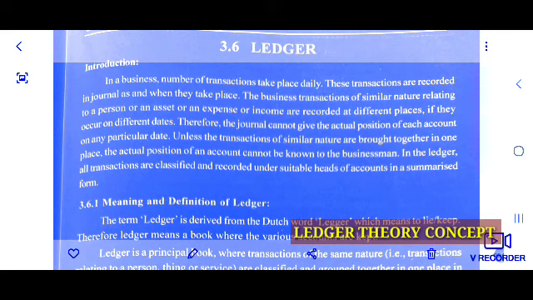So next, after a journal, as per accounting cycle, first business transactions, then journal, and next concept is a ledger here. So in journal, you are going to enter all the transactions done by the business concern.